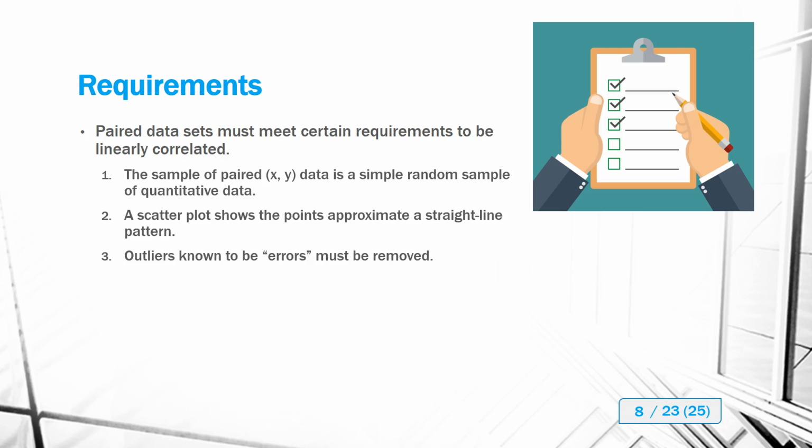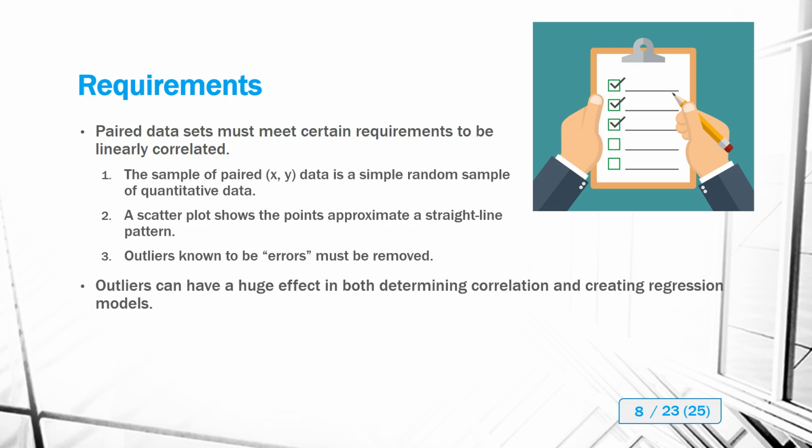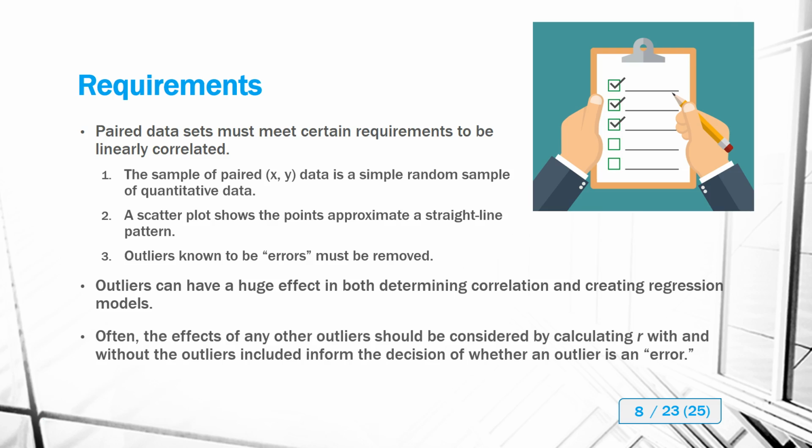Outliers can be a big deal. The reason for that is that including an outlier can have a huge effect both in determining correlation and creating regression models. That's because your linear correlation coefficient R is very sensitive to outliers, as we'll get to in a moment. So often what happens is we'll calculate the value of our linear correlation coefficient with and without the outliers in question.